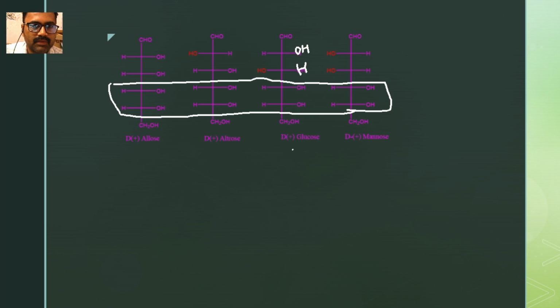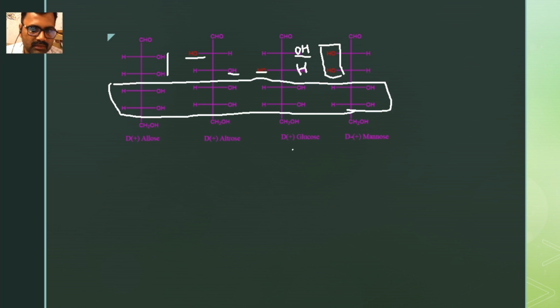In the first structure, allose, both OH groups are on the right hand side. In the next, C2 is on the left hand side, C3 is on the right hand side. Next, C2 is on the right hand side, C3 is on the left hand side, and lastly both OH groups are on the left hand side, that is mannose. So allose, altrose, glucose, mannose. In this way we can understand the structure.